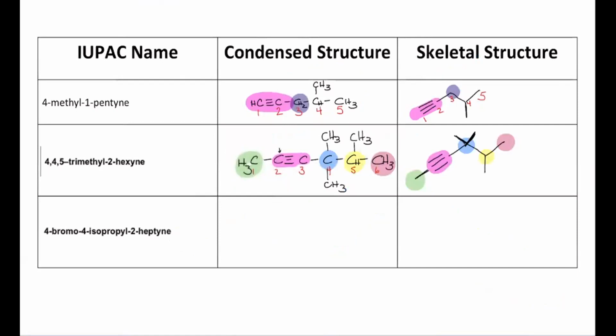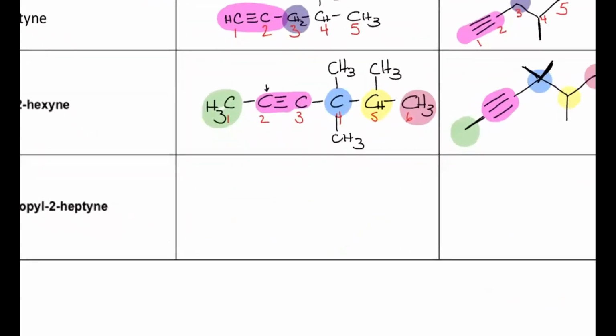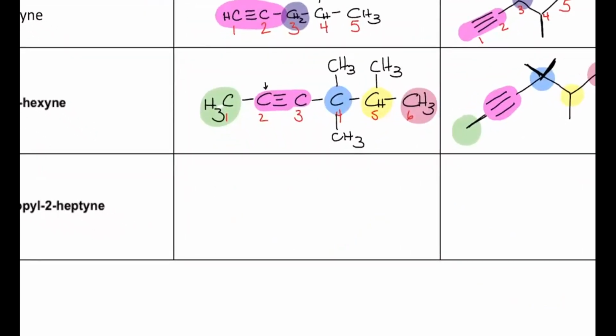Let's just do one more practice before I let you guys go. Let's do the last one. The 4-bromo, 4-isopropyl, 2-heptyne. How many carbons in my longest carbon chain? Excellent. 7. 1, 2, 3, 4, 5, 6, 7. Between which two carbon atoms is my triple bond? Great. 2 and 3.